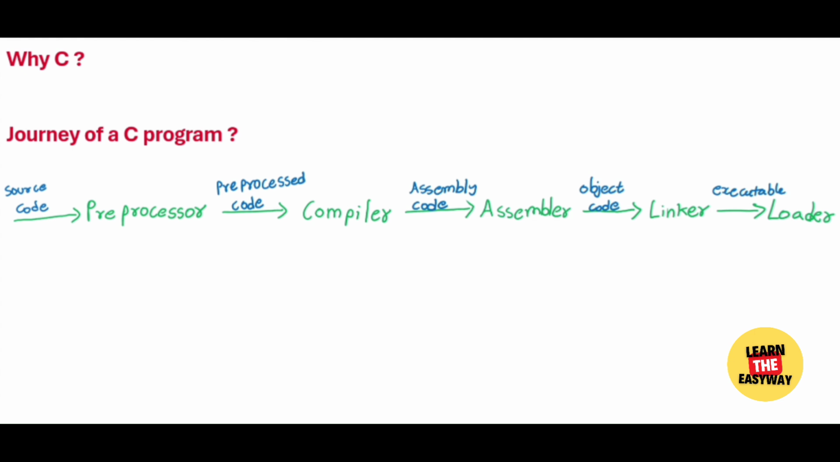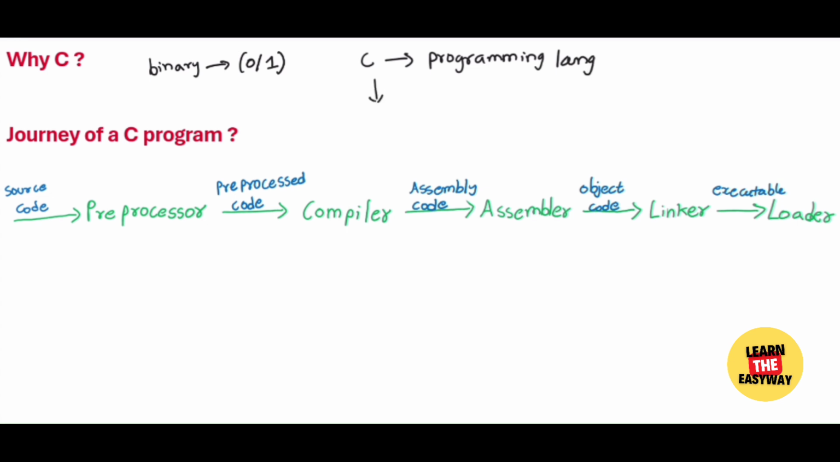Computers are very powerful. They don't understand our normal human language. They can only understand binary language, and this binary language is in zeros and ones. So we need a language that helps us give instructions to the computer so that the computer understands those instructions and executes them. That's where a programming language comes into the picture. And our C language is a programming language.